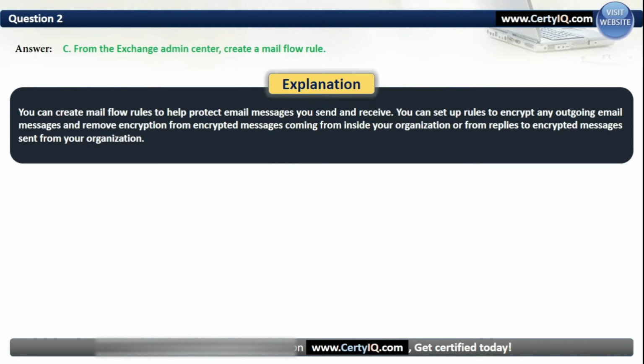You can create mail flow rules to help protect email messages you send and receive. You can set up rules to encrypt any outgoing email messages and remove encryption from encrypted messages coming from inside your organization or from replies to encrypted messages sent from your organization.